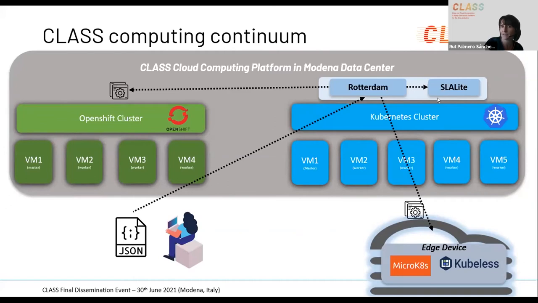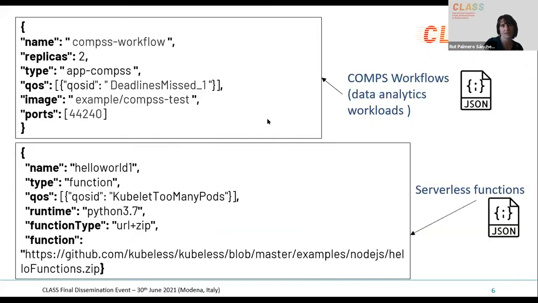It will create a quality of service agreement and make sure that the quality of service is being met. When it is not being met, it will scale out or in the workflow tasks. So this is first an example of the JSON file to define the execution of a workflow, so for a COMPSs workflow.